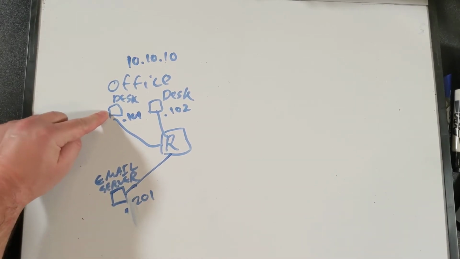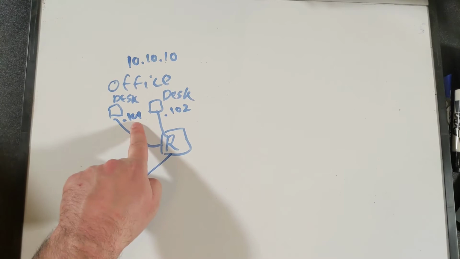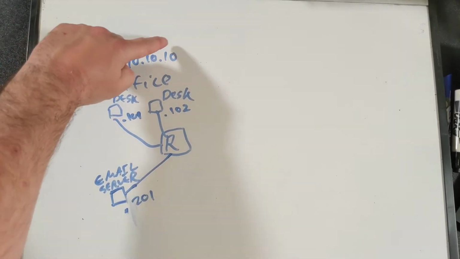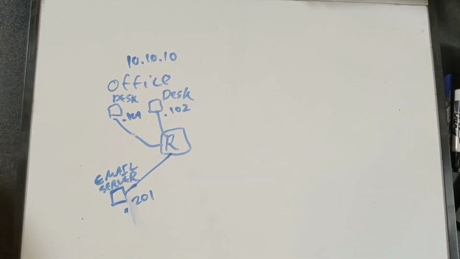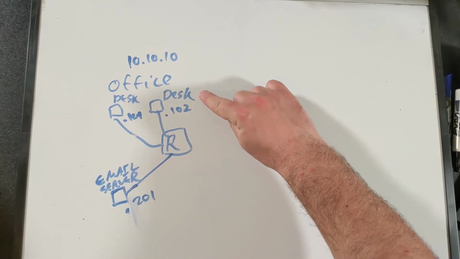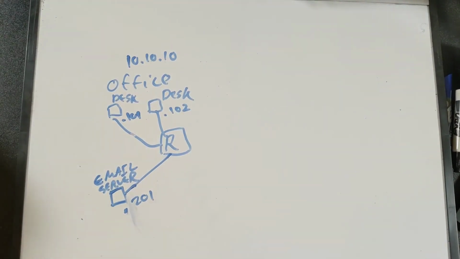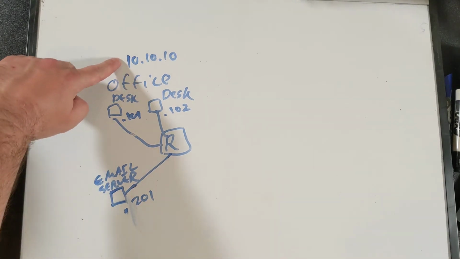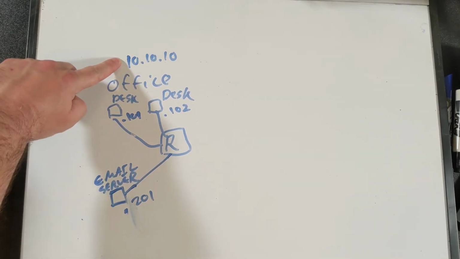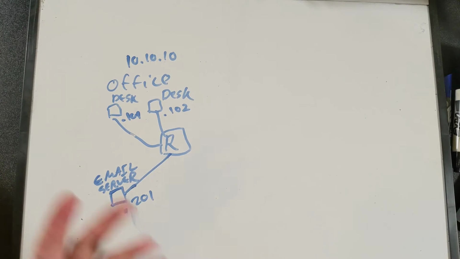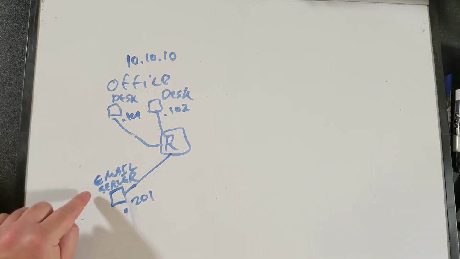This is one desk, and it has a computer with the address 10.10.10.101. Our second desk has a computer on it with the address 10.10.10.102. Now, addresses starting with a 10 are private addresses, so this is a private network. And you'll note that I haven't even bothered drawing in a connection to the internet because we don't need it for this example. The one other thing that matters on this network is we have an email server.